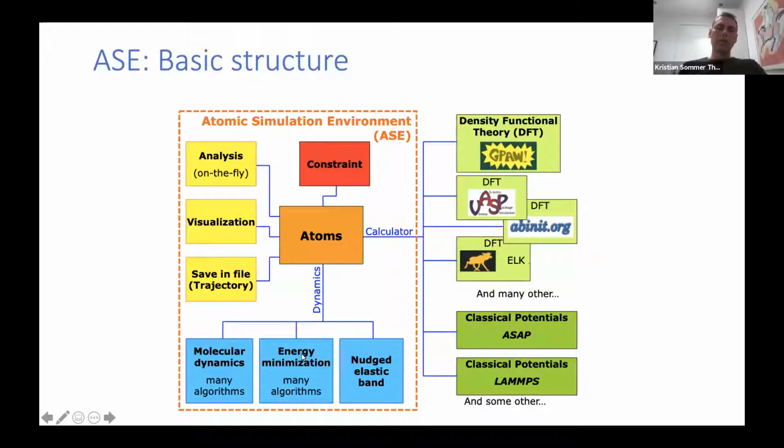That could just be energy minimization or molecular dynamics, non-stochastic bands if you want to compute barriers. And then there are different analysis tools, tools for visualization, and you can add constraints and a lot more. But this is again just to illustrate the main points.